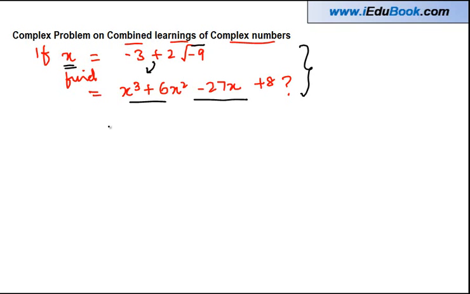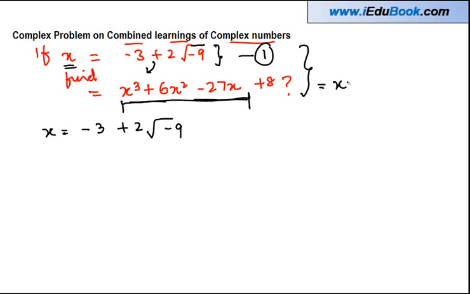So what is the other method that I have? Can I try and simplify these two? If I look at this first equation which is given to me, x is equal to minus 3 plus 2 root minus 9. And the second equation is x cube plus 6x square minus 27x plus 8. Now in the first part, these three, x is common. So I can also try to write it something like this: x into (x square plus 6x minus 27) plus 8.